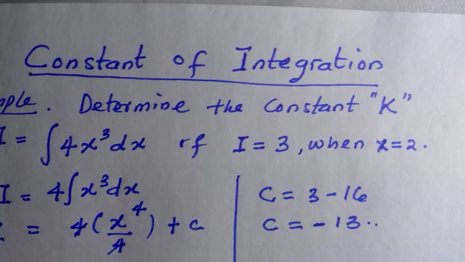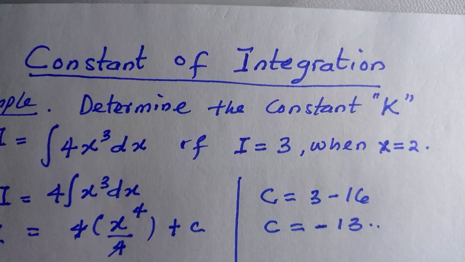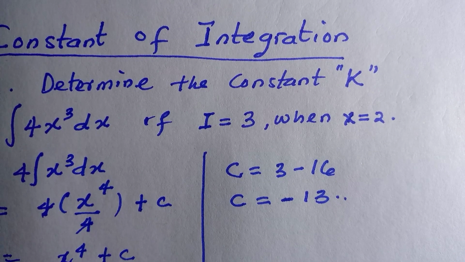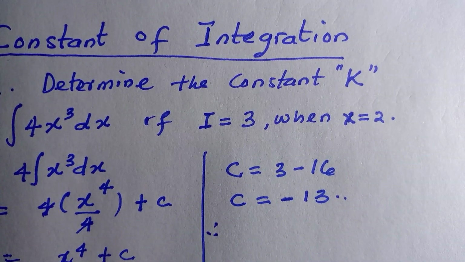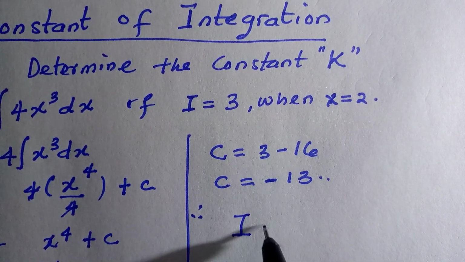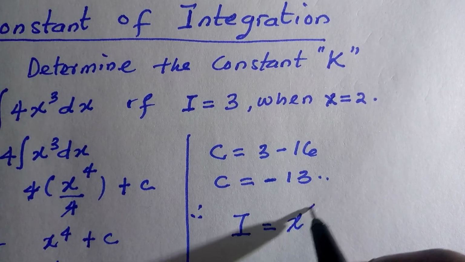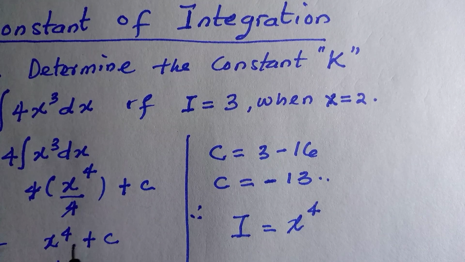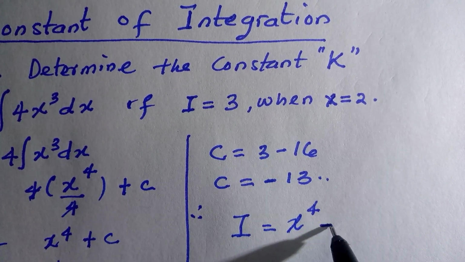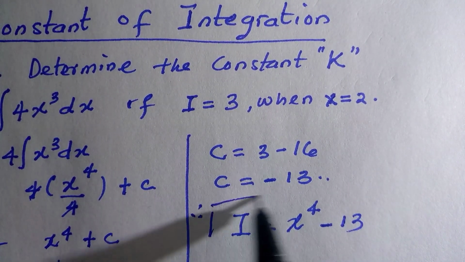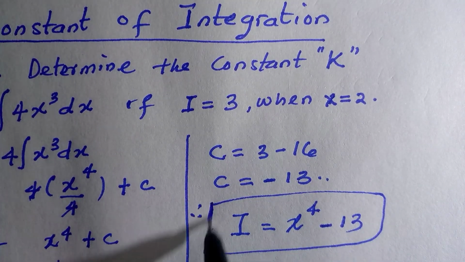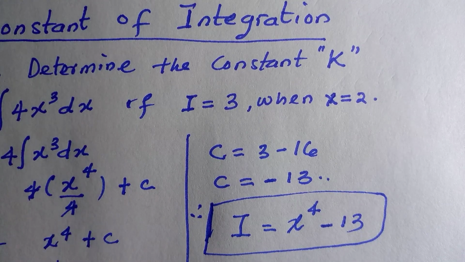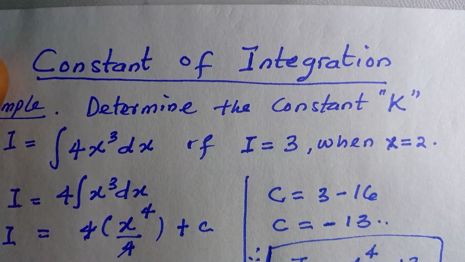From the value of I gotten above, which is I equals s raised to power of 4 plus c, and we have gotten the value of c, we just substitute it directly, and we have I equals s raised to power 4 minus 13. So minus 13 is the value of c. If you differentiate this, you're still going to have c cancelled. And that's how to get the value of c.